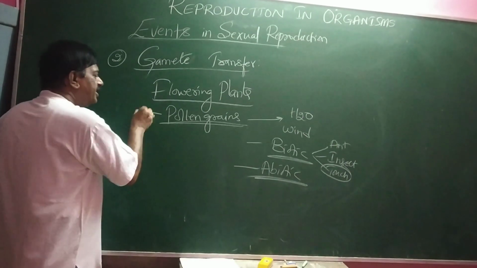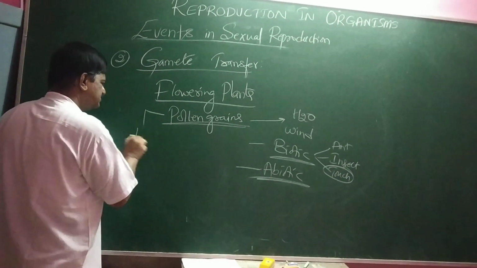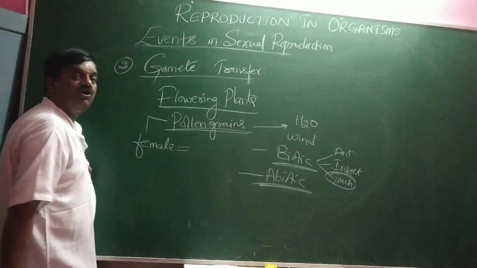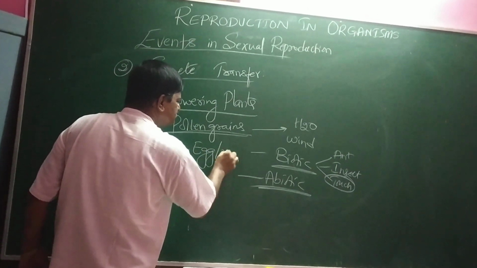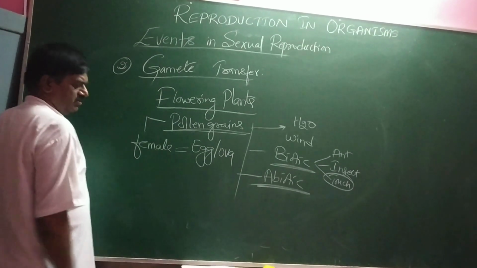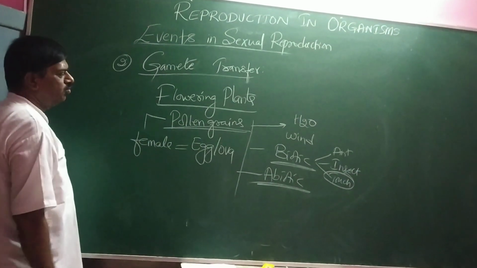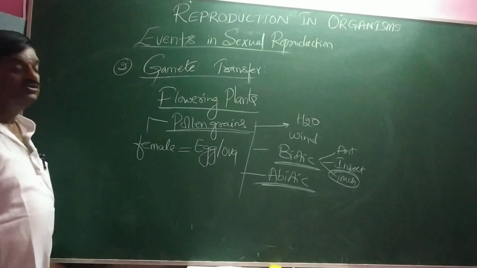Now, the male gamete is called a pollen grain, whereas the female gamete is called egg or ova. This transfer of pollen grain towards the egg or ova takes place in the higher plants.